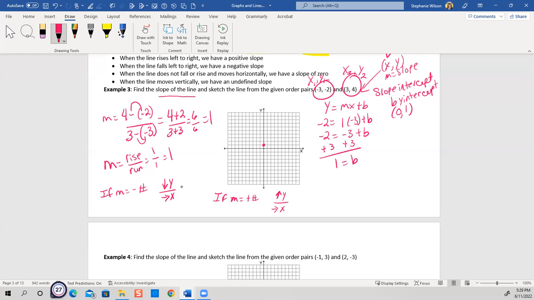This is going to be the most consistent way. Since this is a positive, I'm going to go up 1, and then the x value on the bottom is 1. I'm going to go over 1. You can keep going up and over, up and over, up and over, and you end up getting your line all the way out. However, we just need 2 ordered pairs to graph that line, so we're good.